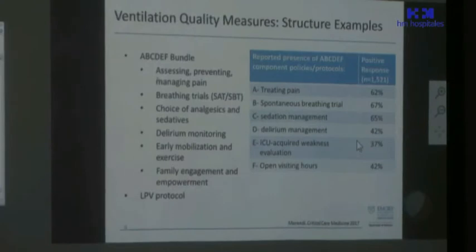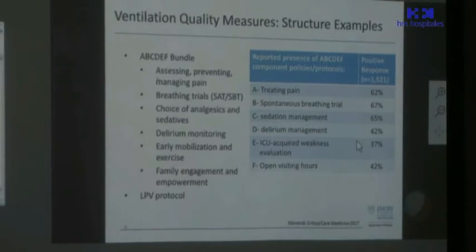This can commonly be seen as, do you have policies or protocols, do you have structures in place that support those ends? So a recent study published in Critical Care Medicine this year reviewed a global survey which demonstrated there is actually some success in having policies and protocols in their sample for treating pain and spontaneous breathing trials and sedation management. However, more room for improvement when it comes to delirium management, recognizing and evaluating ICU-acquired weakness, and opening visiting hours for family engagement.